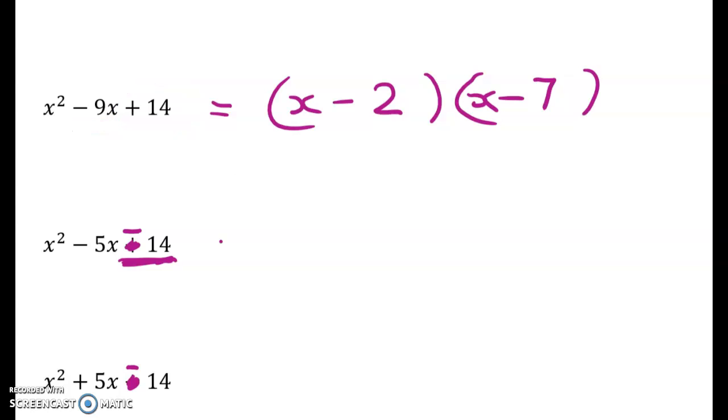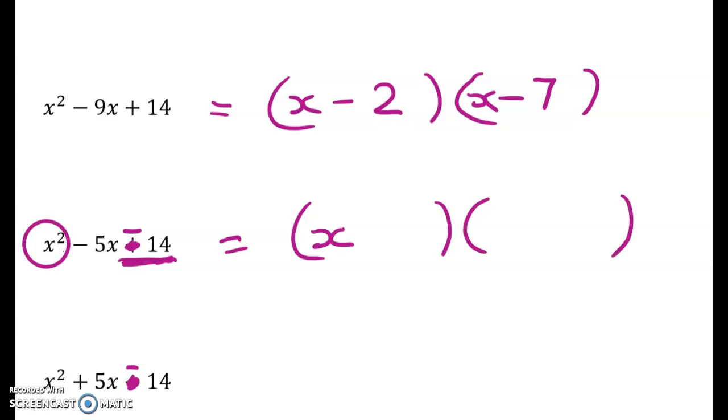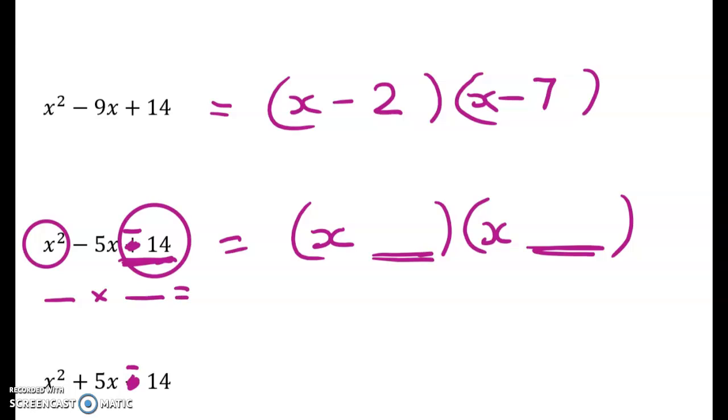This time, I know that I'm going to start with 2 brackets. I know that because it's x squared and I've got 3 terms. So I'm going to have x times x here and then something, something. I want to end up with a negative 14, so it's going to be something times something equals negative 14. I need 1 positive and 1 negative.